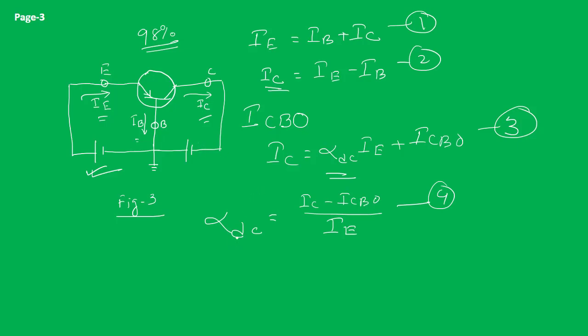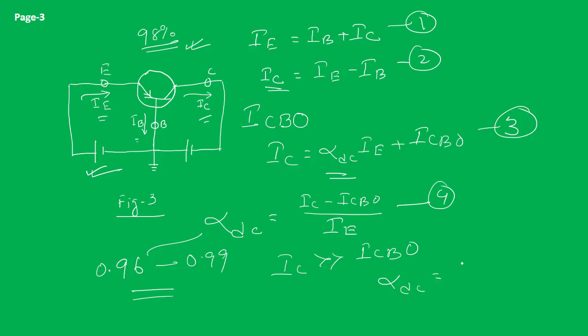That part we are calling alpha DC, and alpha DC ranges from 0.96 to 0.99, depending on what kind of recombination is taking place. As I have mentioned, it is around 98% on average. So 96 to 99% of the emitter current you will get as collector current. Now ICBO is very small in practice. So if we consider IC much greater than ICBO, then we can approximate alpha DC as IC divided by IE. So this is one interesting relation.